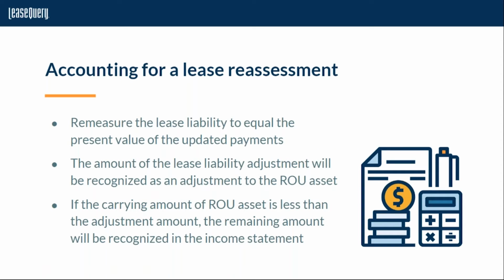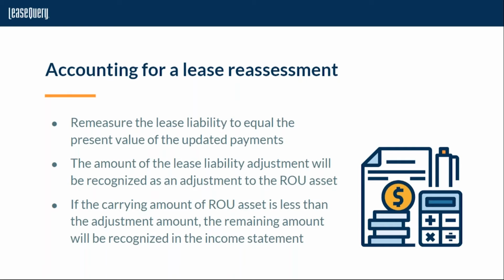In general, accounting for a lease change without a requirement to reassess the lease classification and update the discount rate is a pretty straightforward exercise. You revalue the lease liability to equal the present value of the updated payments. Then the lease liability adjustment is offset by an equal adjustment to the right of use asset, unless the carrying amount of the right of use asset is less than the adjustment amount, in which case that difference will be recognized in the income statement as a gain or loss.